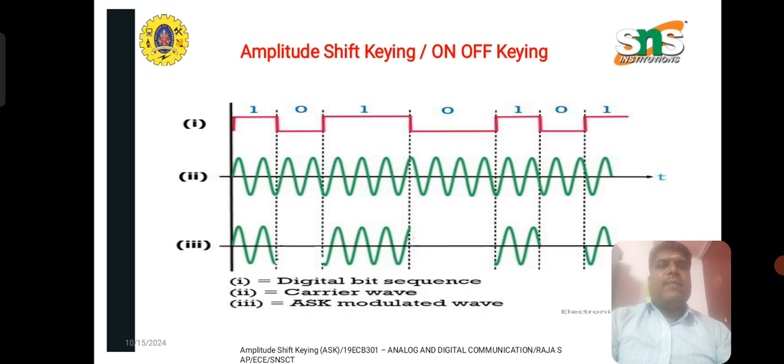If you see, the first subdivision shows the digital bit sequence 10101001. The second subdivision shows the carrier, which is a low frequency sine wave. If you see the third one, that is the ASK modulation, whenever the digital bit is 1, only then is the data transmitted. If it is 0, there is no data transmitted. That is why it is called on-off keying.